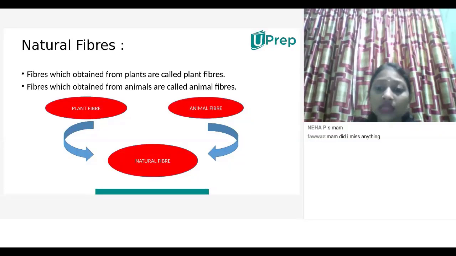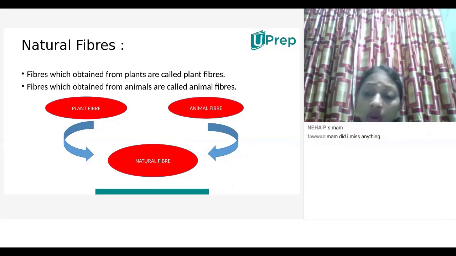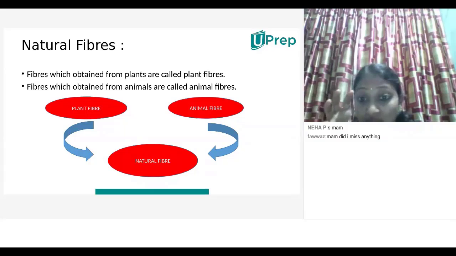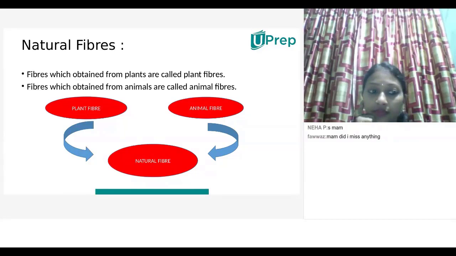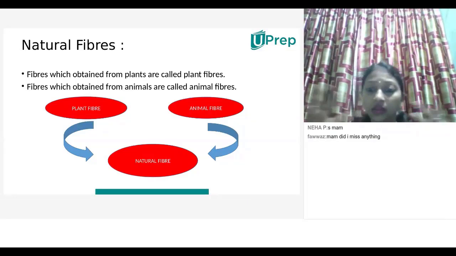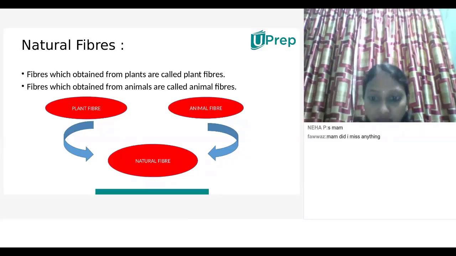Based on this, among synthetic, semi-synthetic and natural fibers, plant fibers are mainly cellulose. It is like starch, glucose present inside the plant. This cellulose will be obtained and treated with different kinds of solutions like acids and bases. Then it undergoes different processes to form fabrics. Understood? Especially when we see cotton.